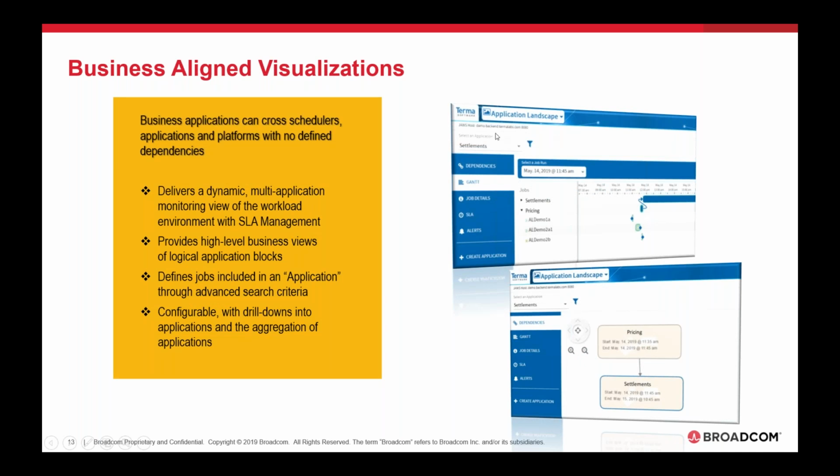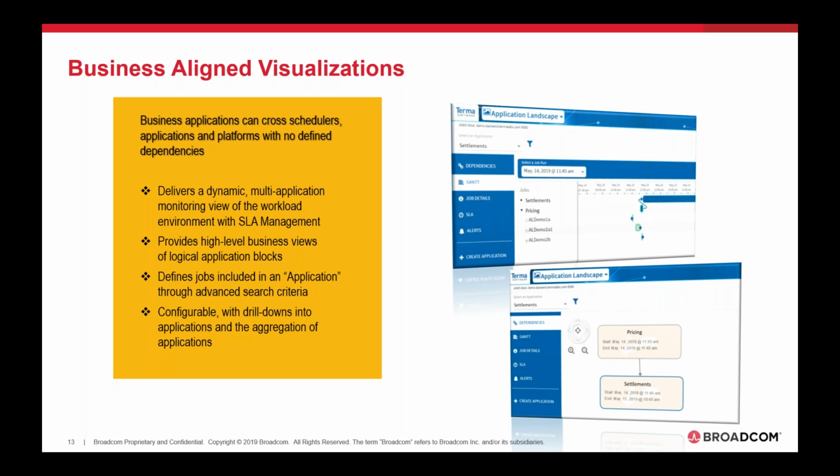A new area that we are just surfacing for the first time at the end of February, which will become upcoming in our 6.0 release, is what we call application landscape. And application landscape is designed to solve the fundamental problem that business applications can cross schedulers, applications, and platforms with no defined dependencies.